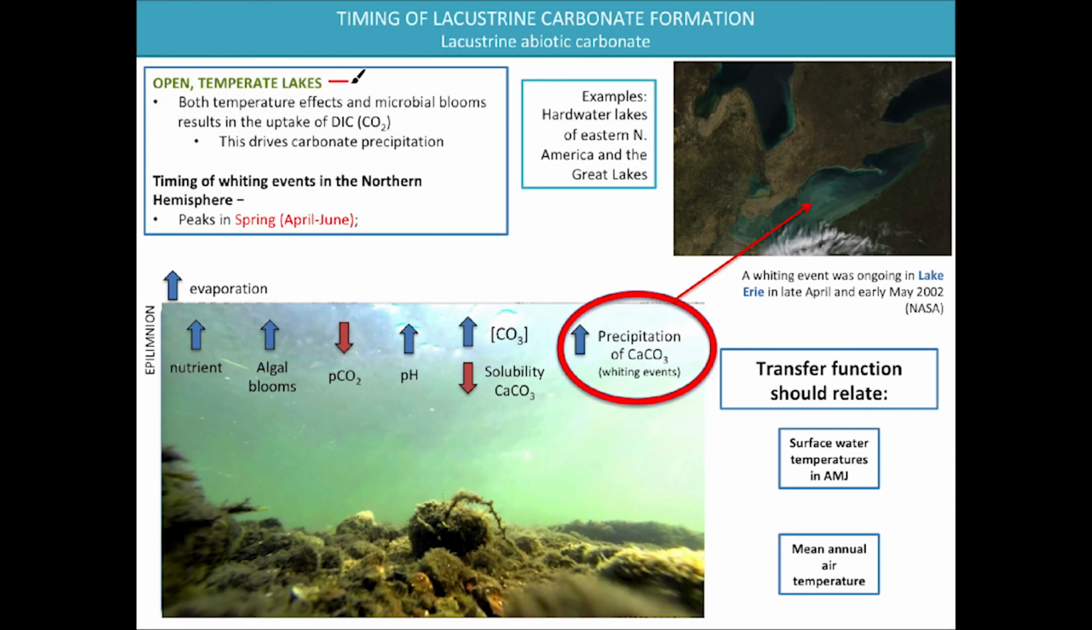In open, temperate, northern hemisphere lakes, carbonate precipitation peaks in spring, so from April to June. This is because of both temperature effects and microbial blooms that result in the uptake of dissolved inorganic carbon, or DIC, represented by CO2, driving carbonate precipitation. Examples are hardwater lakes of eastern North America and the Great Lakes. So they suggest that for these open, temperate, non-evaporative lake systems, a transfer function relating April to June water temperatures to the mean annual air temperature would be the most adequate.